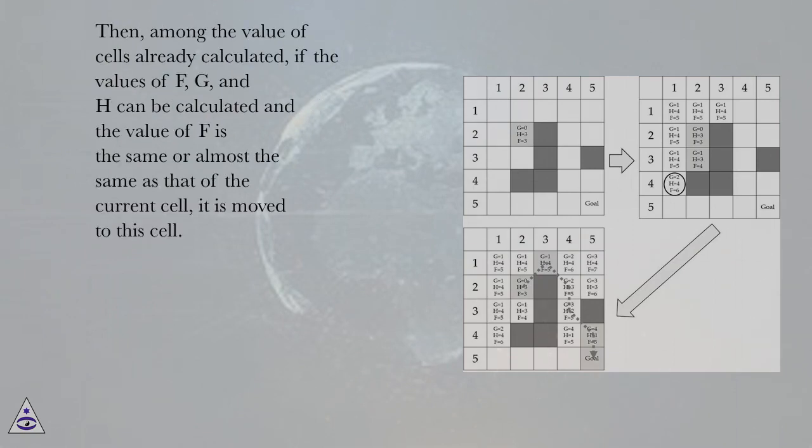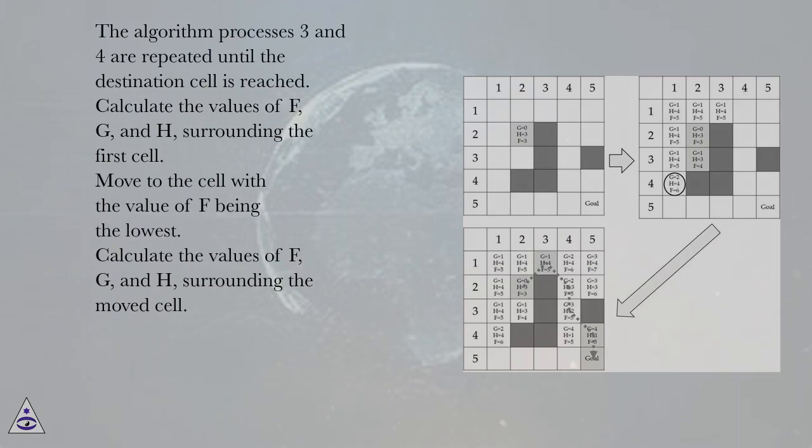Then, among the value of cells already calculated, if the values of f, g, and h can be calculated and the value of f is the same or almost the same as that of the current cell, it is moved to this cell. The algorithm processes 3 and 4 are repeated until the destination cell is reached.